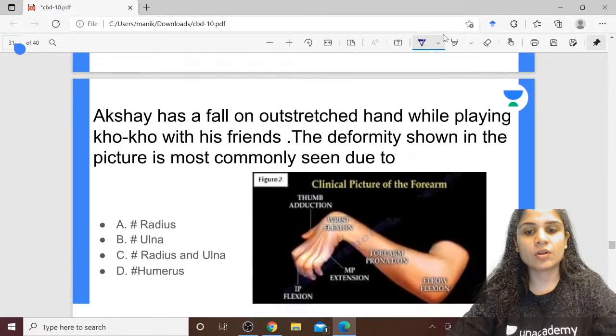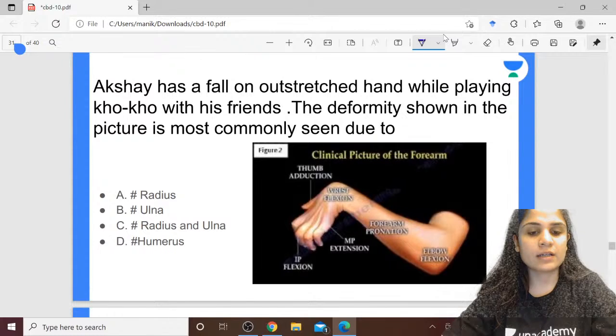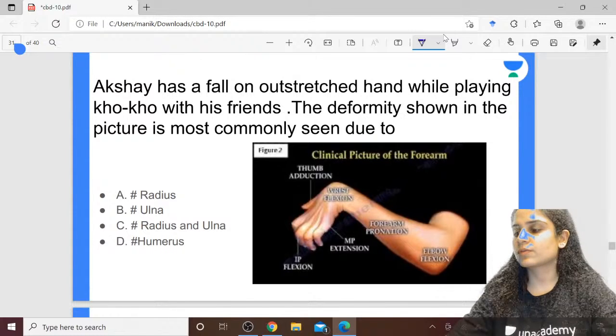Akshay has a fall on outstretched hand while playing kho-kho with his friends. The deformity shown in the picture is most commonly seen due to which condition? Fracture of the radius, fracture of the ulna, fracture of the radius and ulna, or fracture of the humerus?